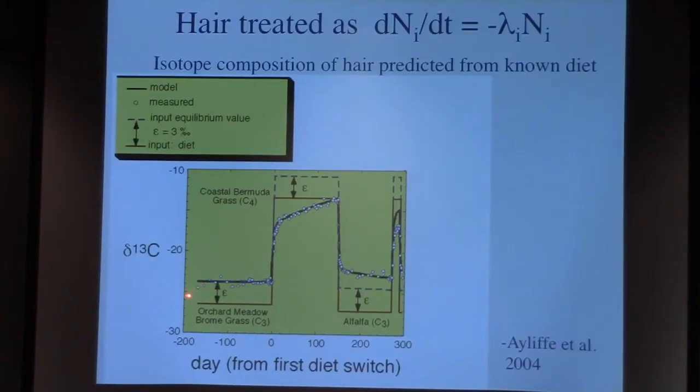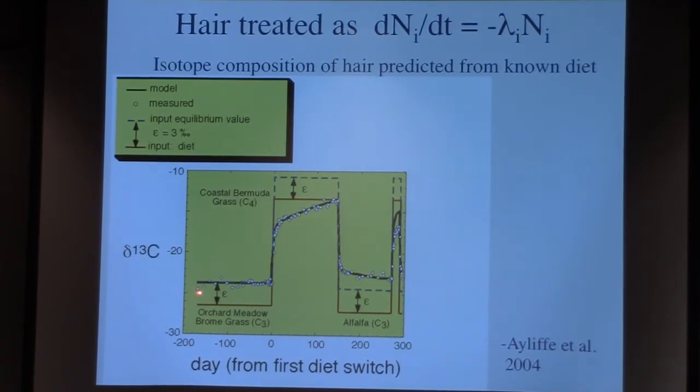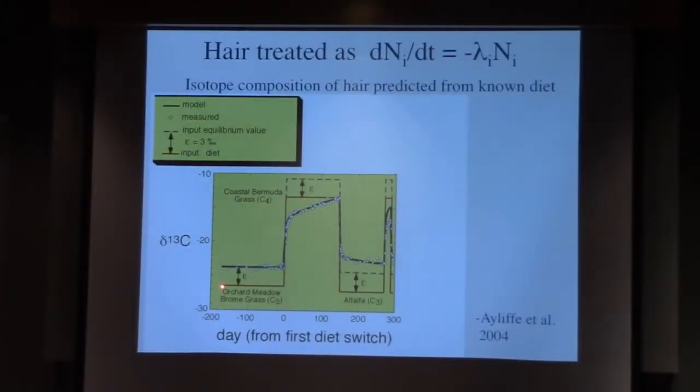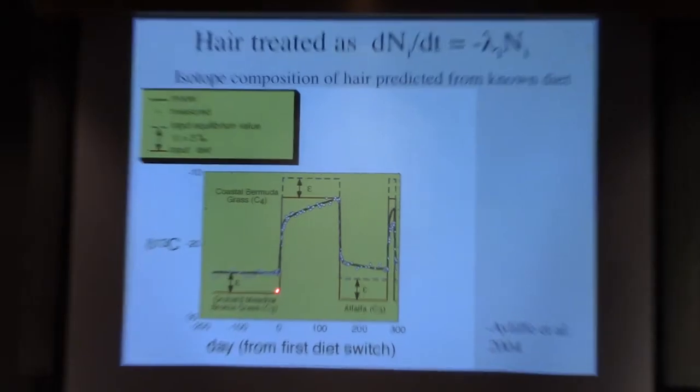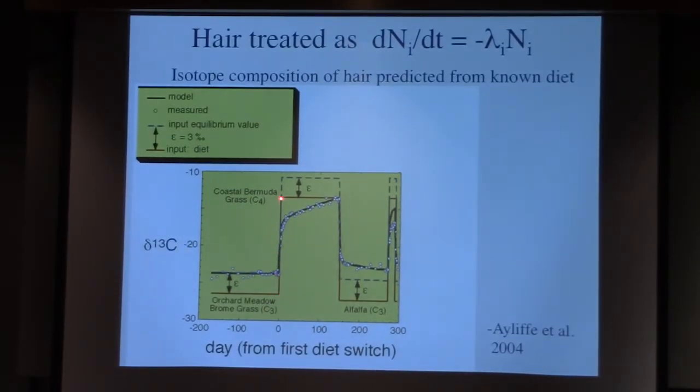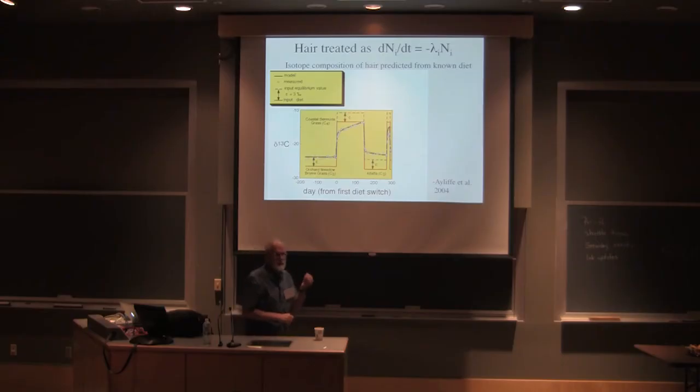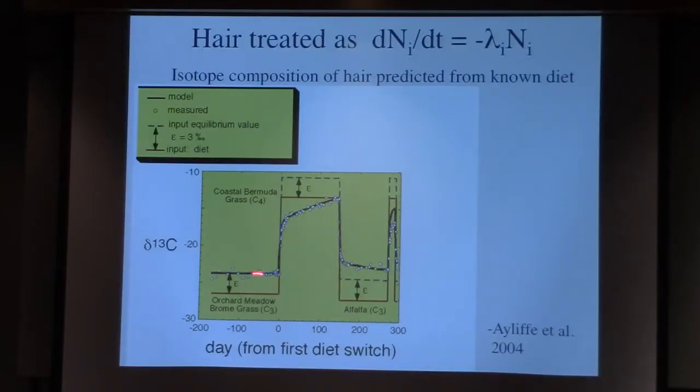Okay, here's our data. Well, actually, here's the experiment. Feed it a pure C4 diet, then switch the diet, and then back to C3 diet, little spike at the end. The dotted line here is the instantaneous equilibrium value that we know it should have based on the isotope enrichment. So it should be 3 per mil enriched from diet to horse hair, right? So this is what it should be.